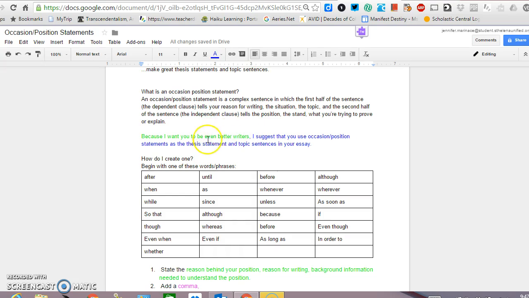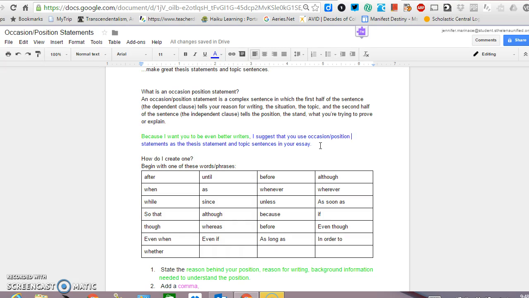But it does tell the occasion. Here's the reason why I'm having you do this. The reason is I want you to be even better writers, have even stronger thesis statements. Here's the position. My position is that I suggest that you use occasion position statements as your thesis statement and topic sentence. So this whole thing, the green part and the blue part, that's an occasion position statement. The first part, the green part, is the occasion, my reason for writing, and the second part is my position, the stand that I'm taking, what I'm going to teach you, or what I'm going to show you, or what I'm going to prove. There it is.